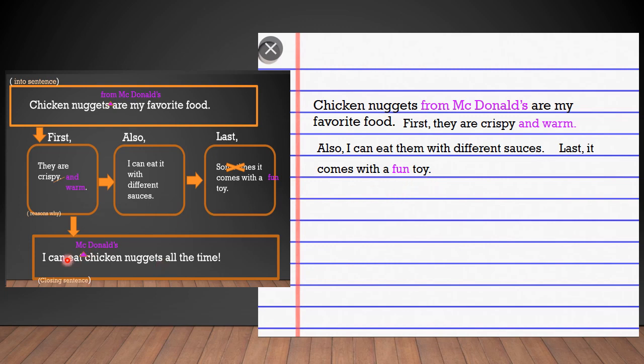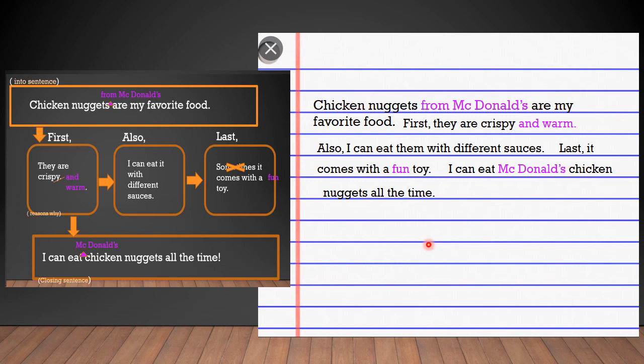And finally, my last sentence, which is down here, I can eat McDonald's chicken nuggets all the time. A little space after the period. I can eat. McDonald's is the name of a specific place, so it's always capital letters. I can eat McDonald's chicken. Ran out of space. Start on the next line. Nuggets all the time. And end with my end punctuation.